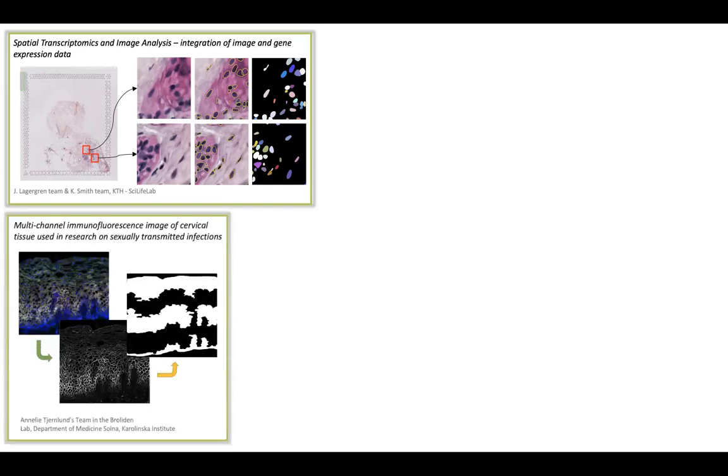When it comes to tissues, we also worked on a project where we had to analyze the structure of the epithelial tissue. So this is a multi-channel immunofluorescence image of cervical tissue used in research on sexually transmitted infections. And the goal here was to analyze the layers of the epithelial tissue.